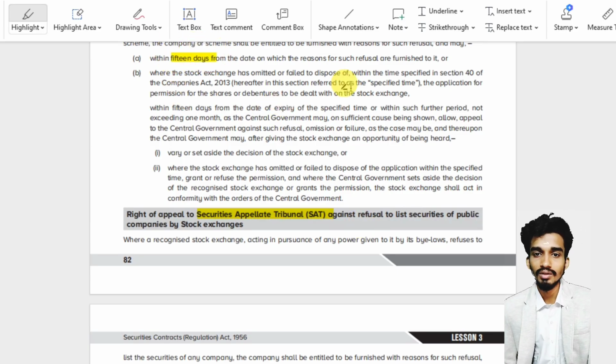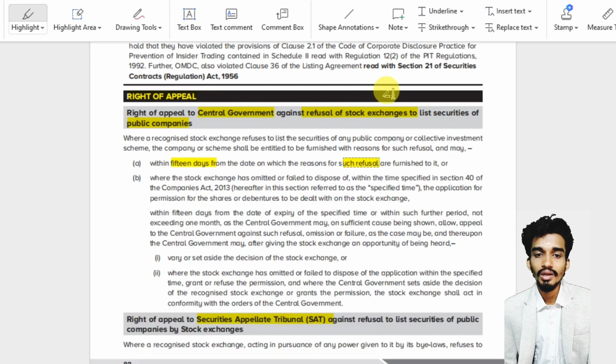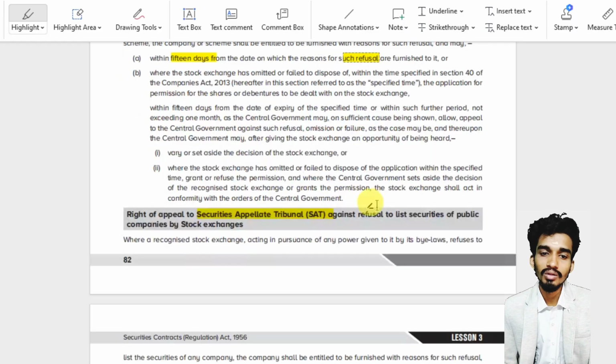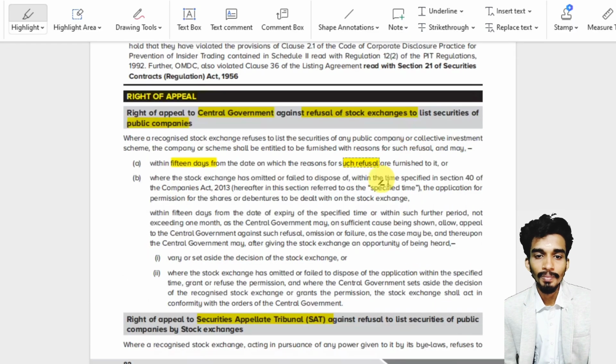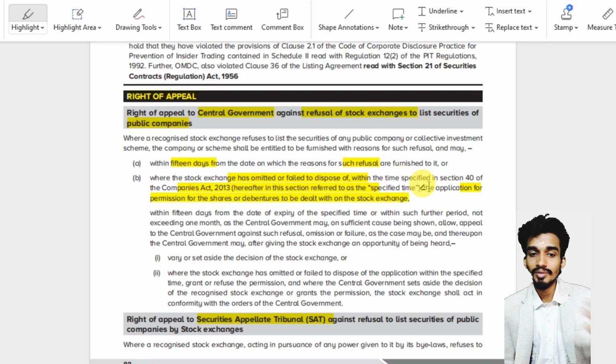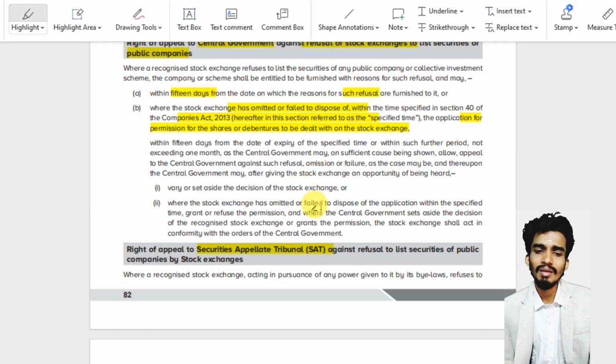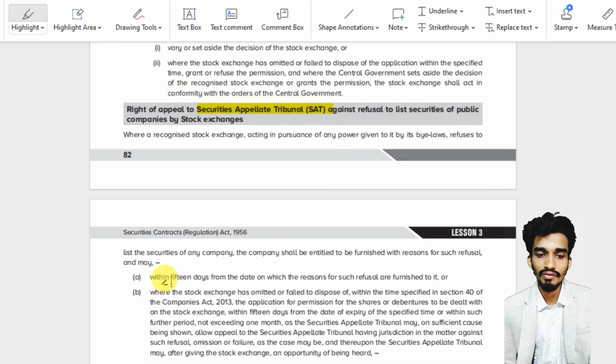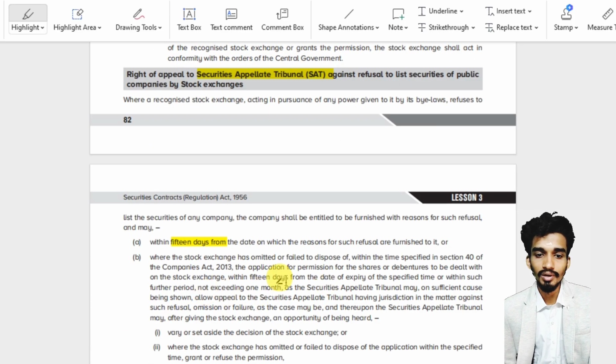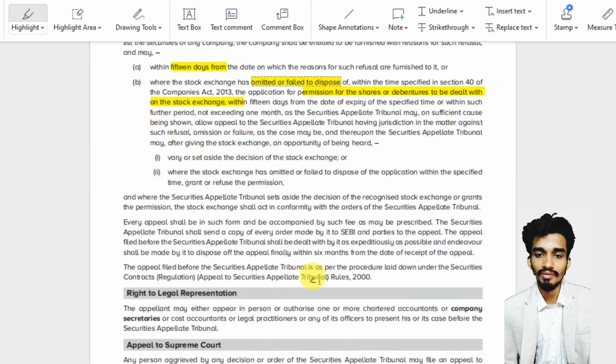So on such refusal, if the stock exchange has refused me, I have to go to the Central Government within 15 days or to the SAT within 15 days. Any omitted failed to dispose of the application for permission. So if the permission is not given by the stock exchange, I can go within 15 days. The same points have been given in the SAT also, within 15 days.